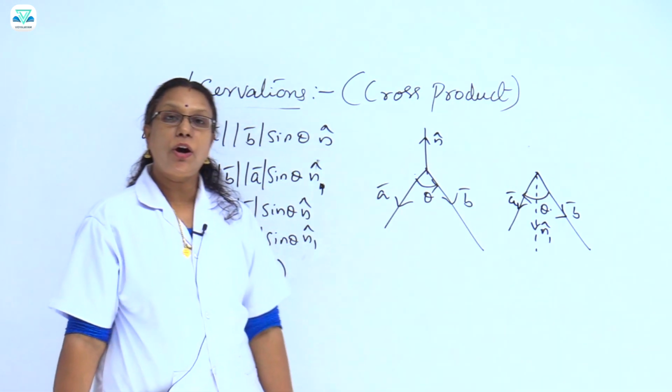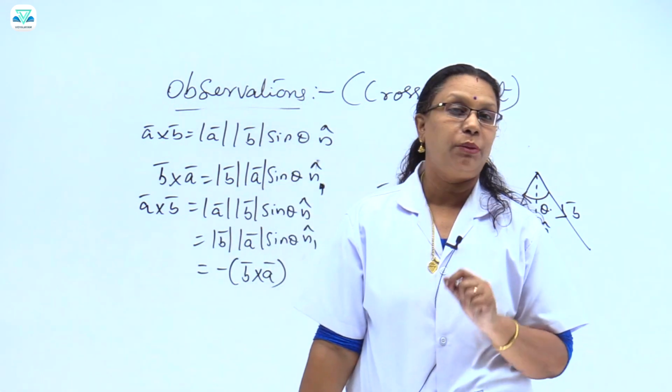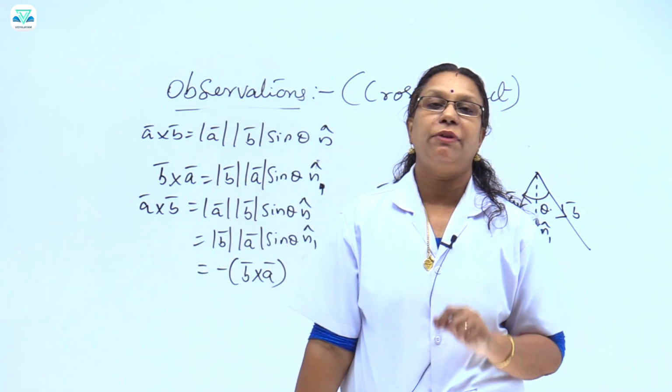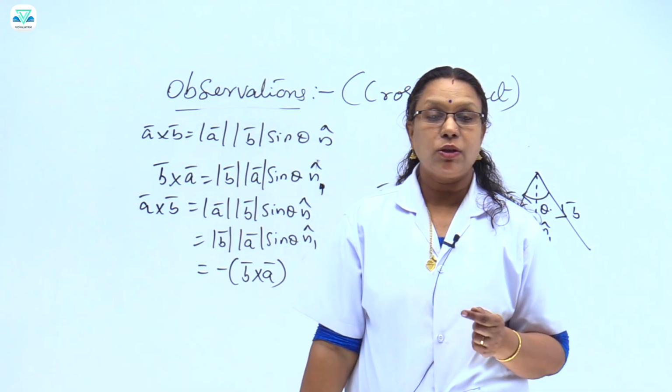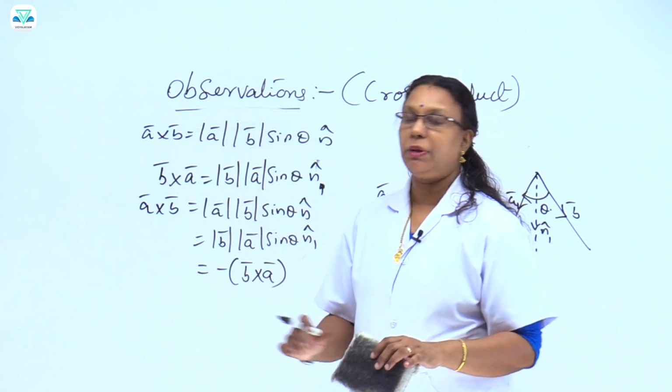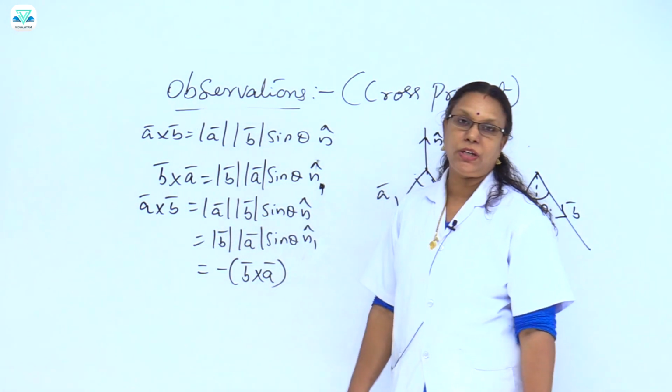We saw that A dot B is B dot A, that is, the dot product is commutative. But we cannot say the vector product is commutative. A cross B and B cross A are not equal. A cross B is minus B cross A because of this definition. So A cross B is always minus B cross A.